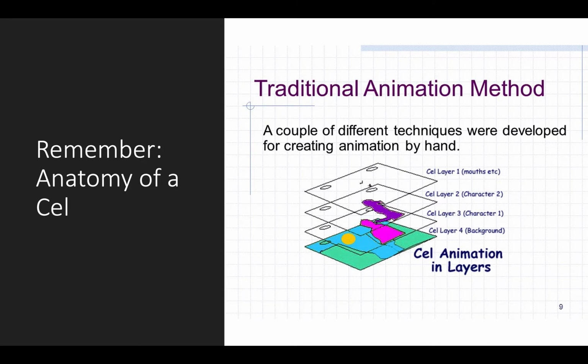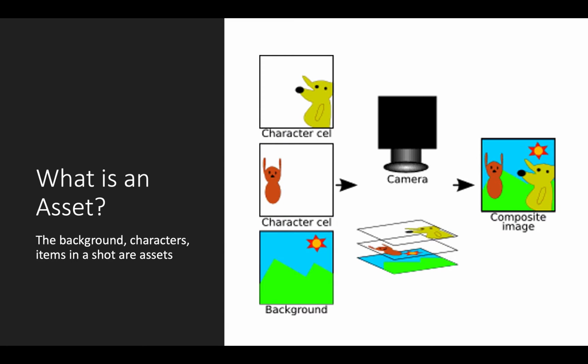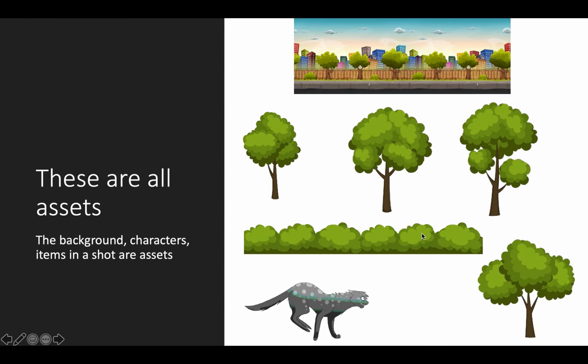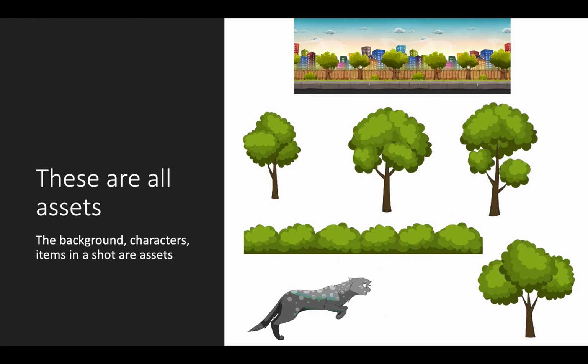And this is also in our playlist. So I'm just going to go over it again really quick. Once again, you can see here, you've got your character cell, background, and you composite them with the camera, which, by the way, is now After Effects, and you've got a composite image. So these are all assets. Background, characters, items in a shot, all assets.